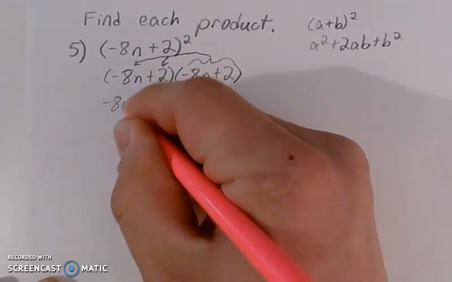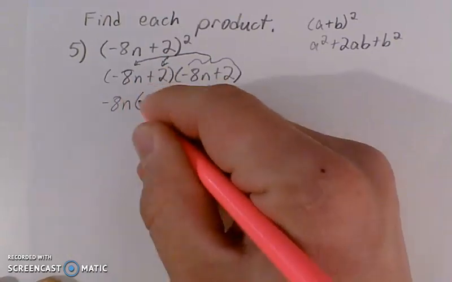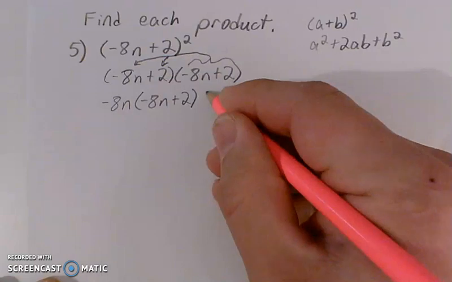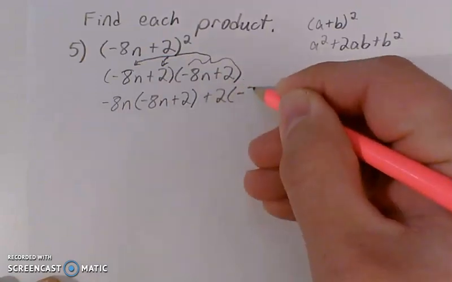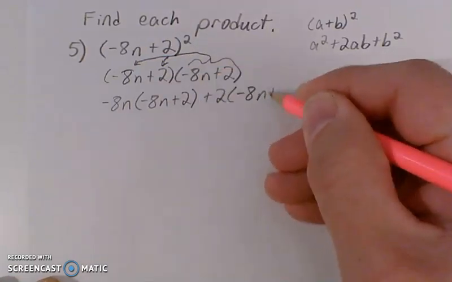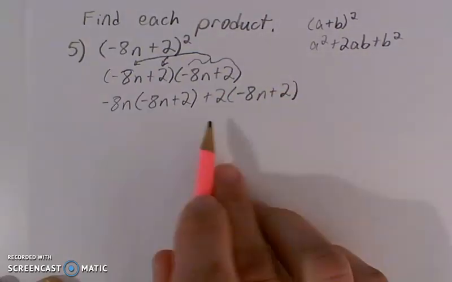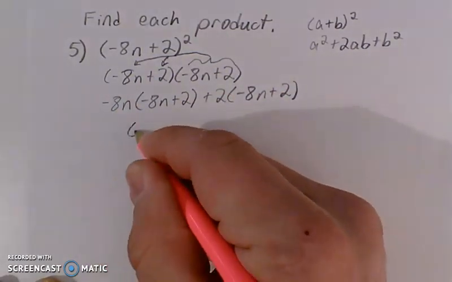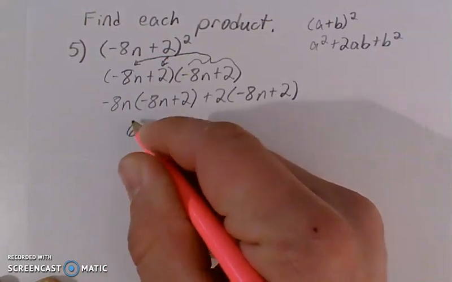So negative 8n right here is getting multiplied by negative 8n plus 2. And the positive 2 is also getting multiplied by this negative 8n plus 2. Now what I'll do is I'll distribute these out. Negative 8n times negative 8n is positive 64n squared.